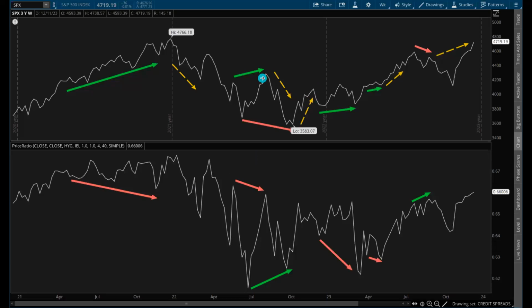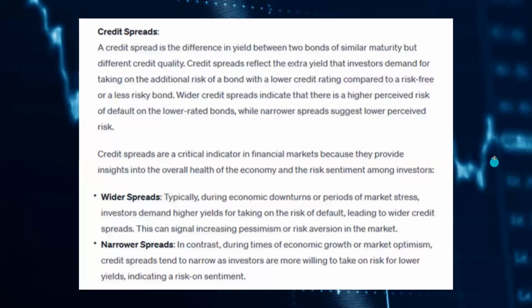Okay, and there's many divergences highlighted. So, you see when the green arrow is going up and then the red arrow is going down, this is a point where there's a divergence between the S&P 500 and the credit spread ratio here. Now we're going to break down all of that more in today's video, but let's go ahead and define what a credit spread is. So it's the difference in yield between 2 bonds of similar maturity, but different credit quality.